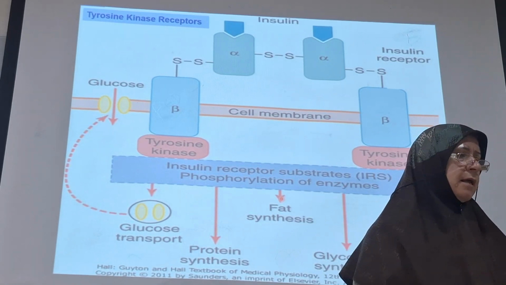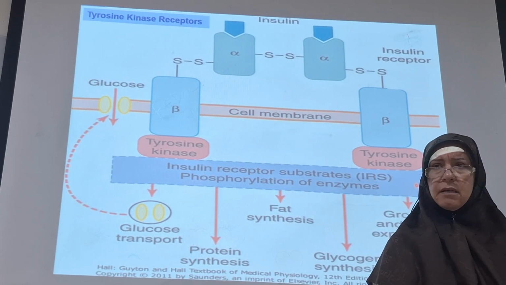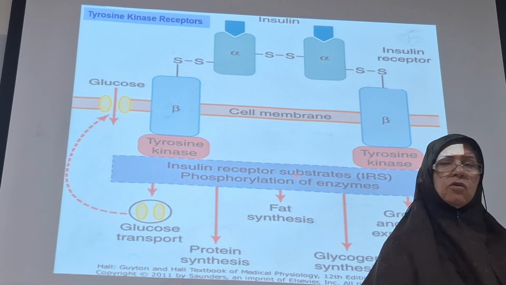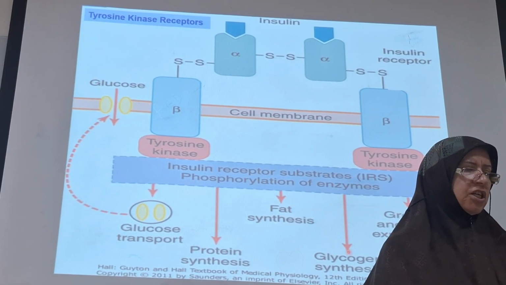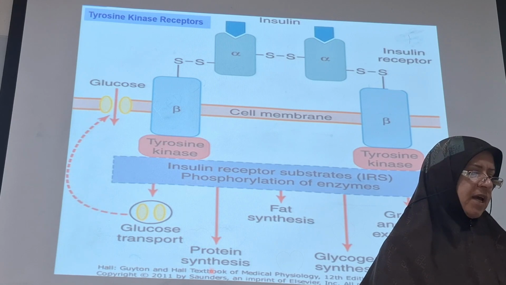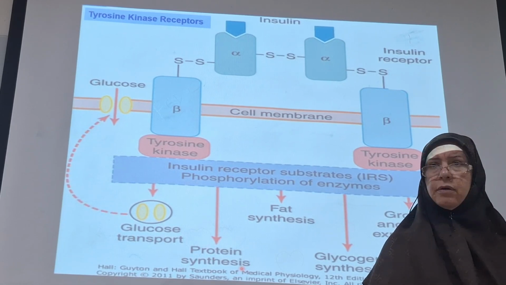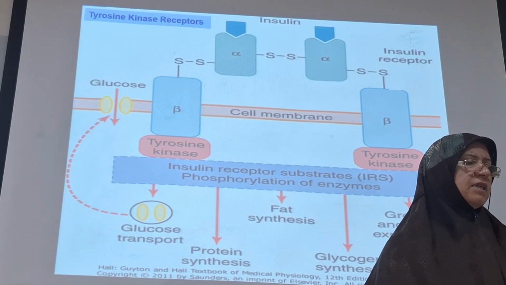So, tyrosine kinase is activated by insulin and phosphorylates substrates and initiates a signaling pathway to produce the effects of insulin.